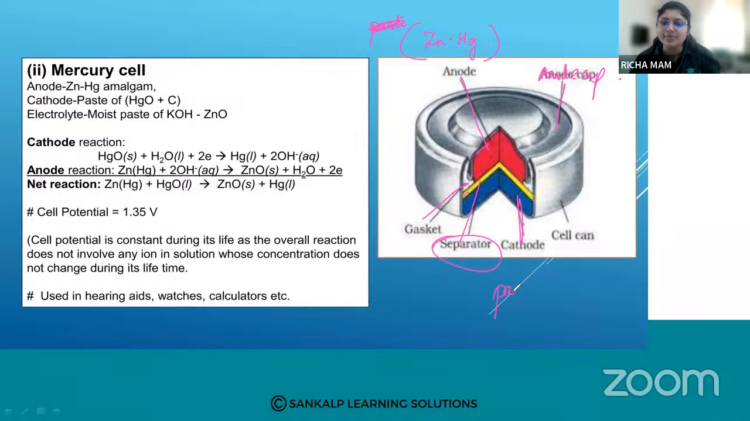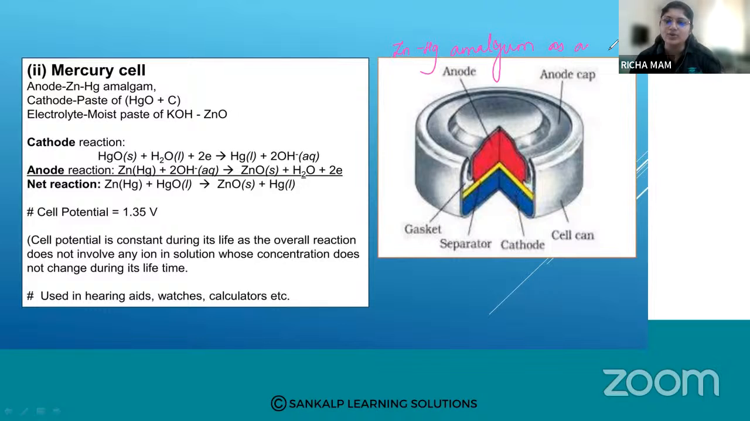The cathode consists of a paste of HgO plus carbon. So this is about your mercury cell. What does the mercury cell consist of? It consists of zinc amalgam paste.